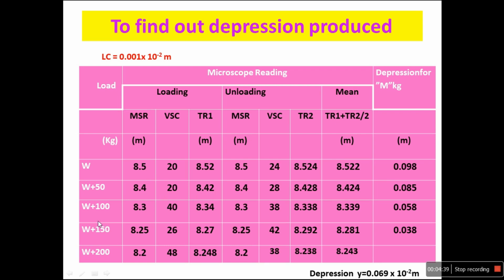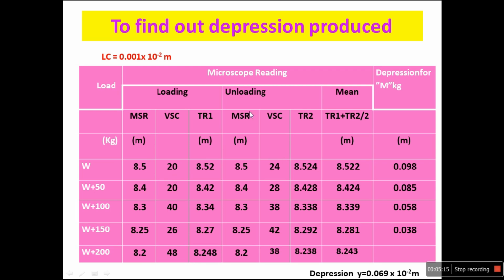Likewise, add one more weight, W plus 100, I get 8.3, coincidence 40, and total reading 8.34. And for W plus 150, the reading is 8.25, only 0.5 difference, and the 26th line coincides with the main scale, and the total reading is equal to 8.27. And for W plus 200, again reduced from 8.25 to 8.2, and the vernier scale coincidence I get is 48, so 8.248. Likewise we can calculate the total reading.